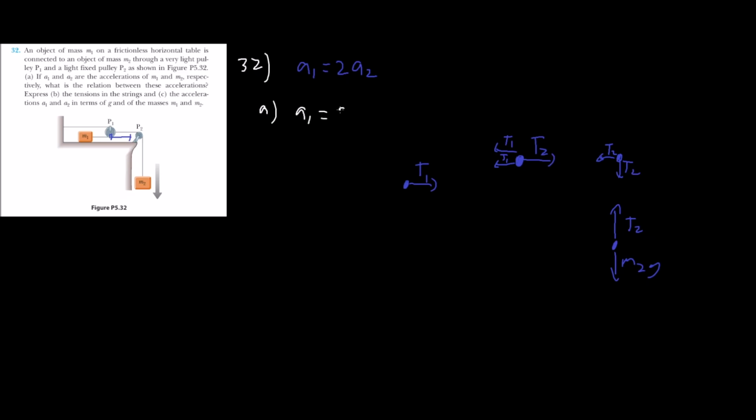So A1 is going to be 2 times A2. That's the answer for part A, and that's a very important distinction to make, folks. Notice that we haven't really done the math yet, but this is more important. All right, now let's find B, the tensions of the string and the accelerations.